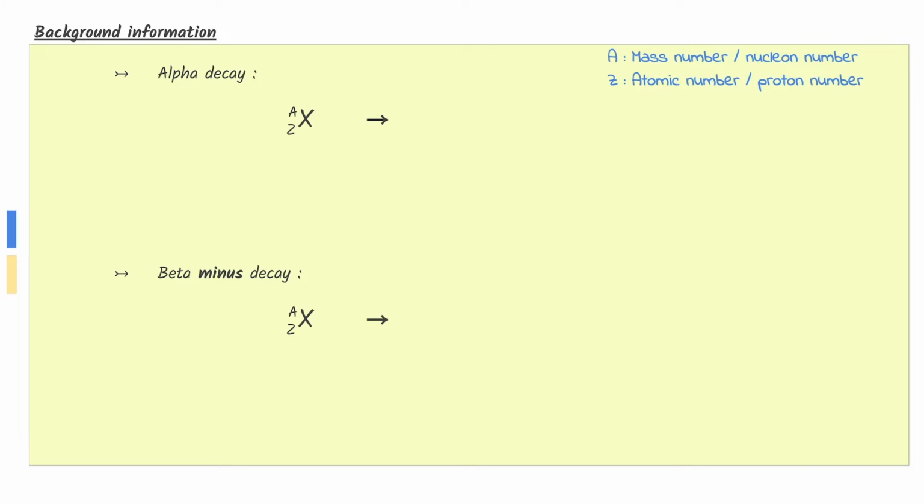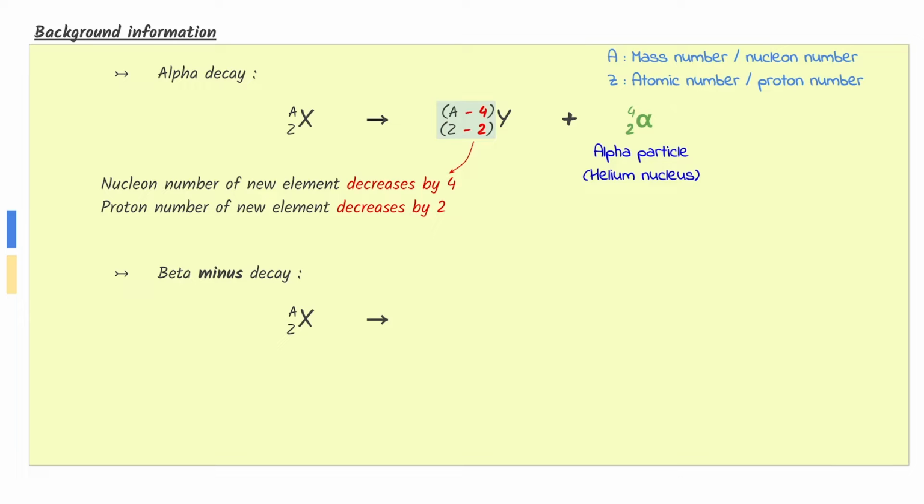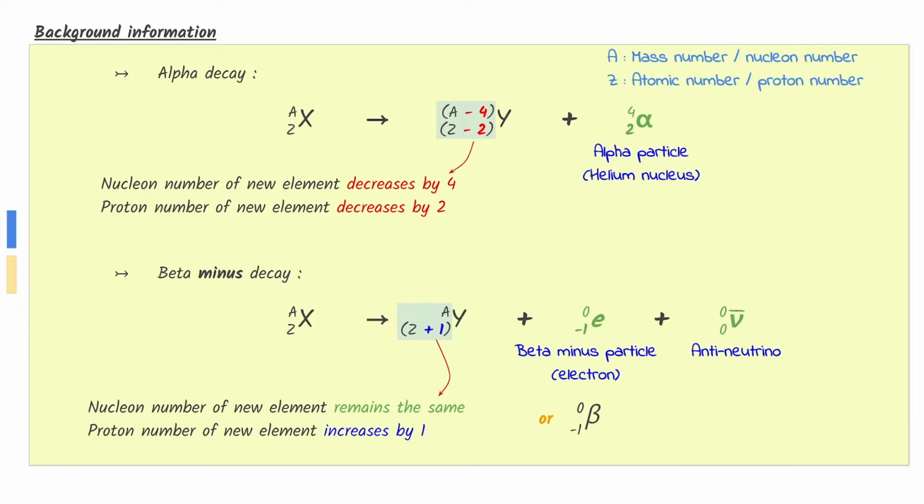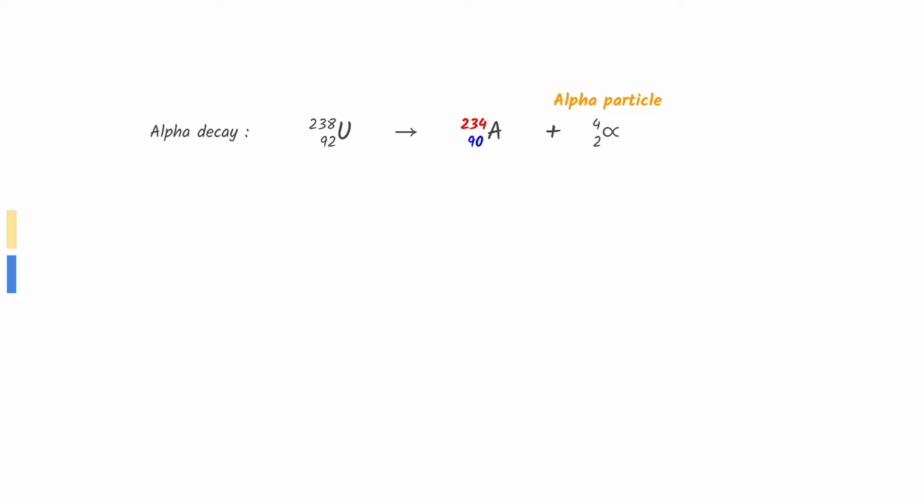Let's start by reminding ourselves of alpha decay and beta minus decay. Alpha decay is when an alpha particle is emitted from the nucleus of an unstable nucleus. This results in the nucleon number and the proton number of the new element decreasing by 4 and 2 respectively. Beta minus decay is when a beta minus particle and an anti-neutrino are emitted from the nucleus of an unstable nucleus. This results in the nucleon number remaining the same, but the proton number of the new element increasing by 1.